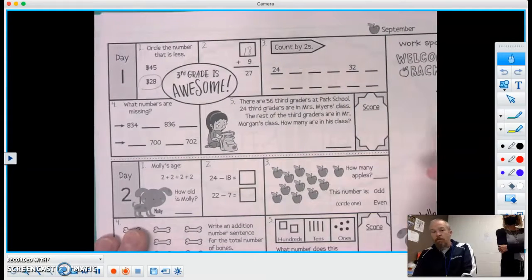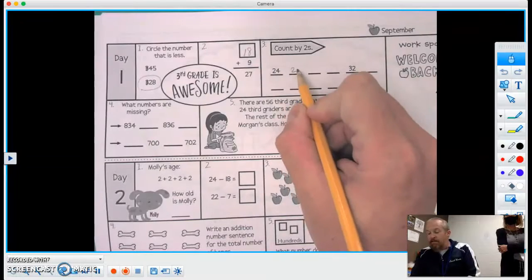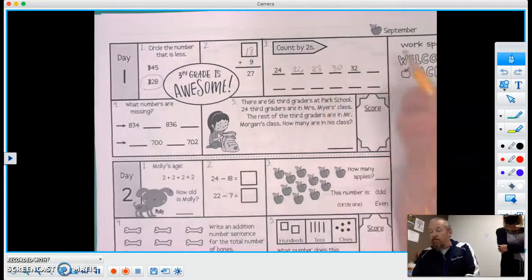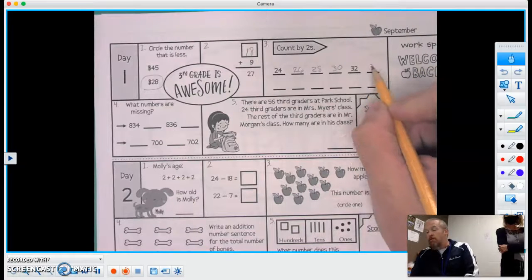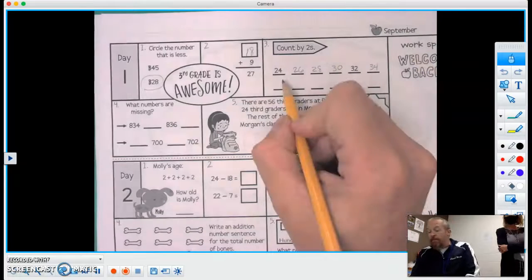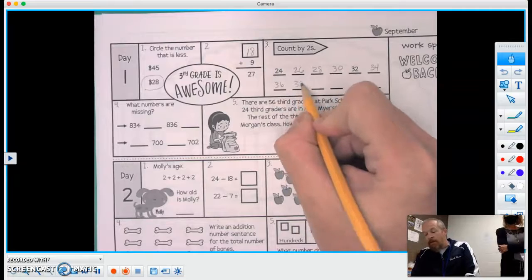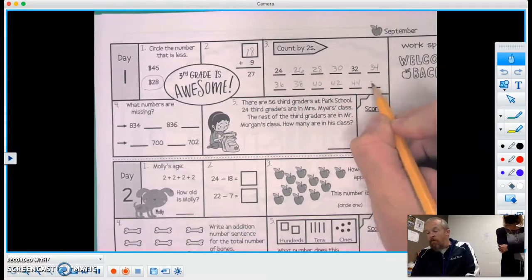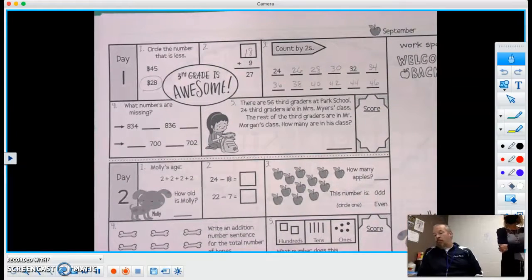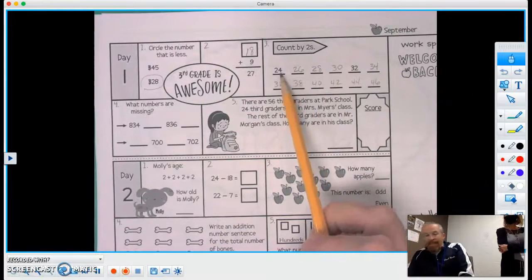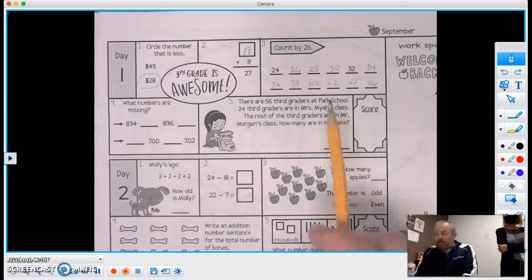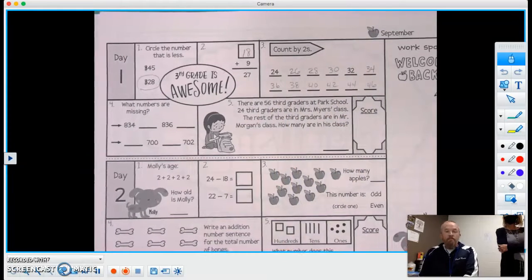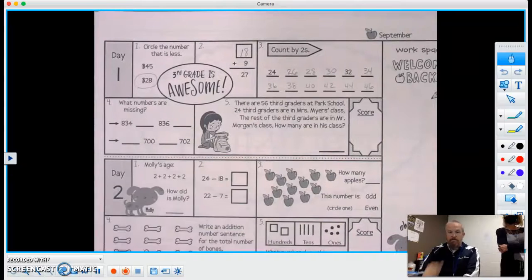All right, let's count by twos. We start with 24, 26, 28, 30, 32, 34, 36, 38, 40, 42, 44, 46. Before we move on, do you notice what that last digit is on each one of those numbers? Do you see how it goes like 4, 6, 8, 0, 2, 4, 6, 8, 0, 2, 4, 6? Those are all even numbers, right? Yes, they are. Good job.